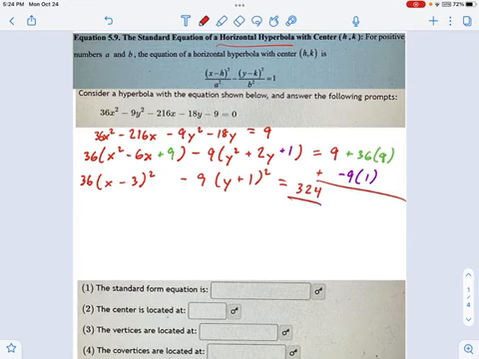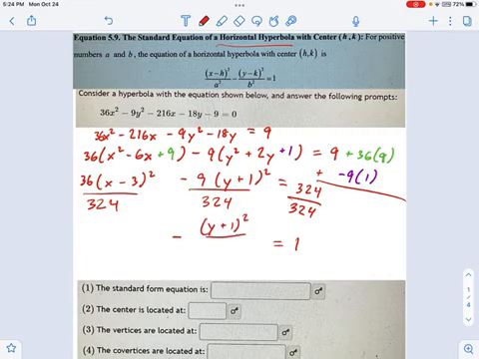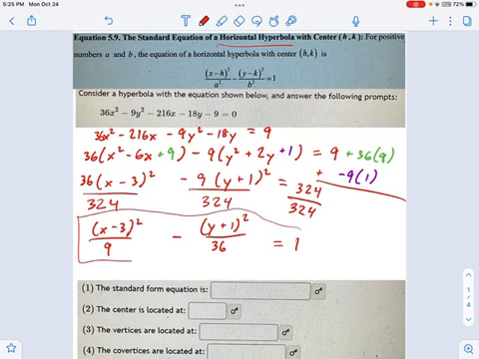Okay, great. Next step to getting this in standard form is divide everything by 324. The purpose of that is so I can just say on the right side equals 1. I need that. And then in the middle group, I have this y plus 1 squared divided by, well, 9 over 324 is equal to 1 over 36. And over here, I've got an x minus 3 squared, 36 over 324, so that's over 9. Great. This is standard form right here. There's my standard form equation.